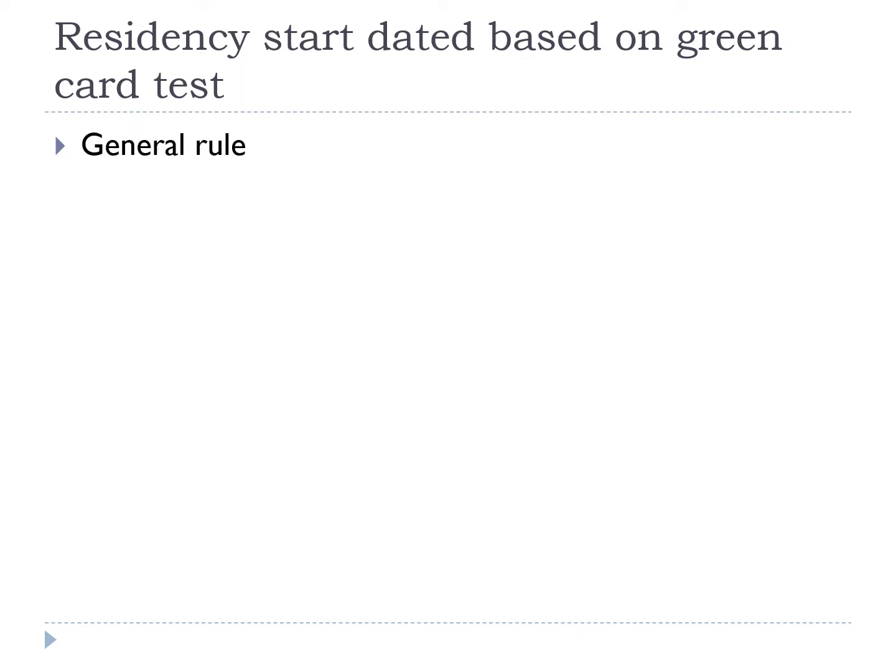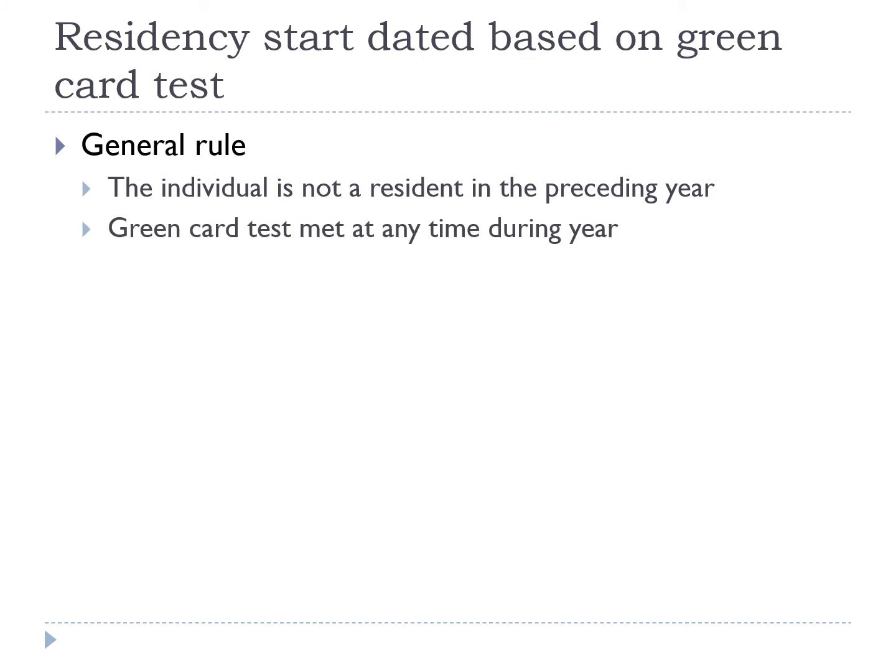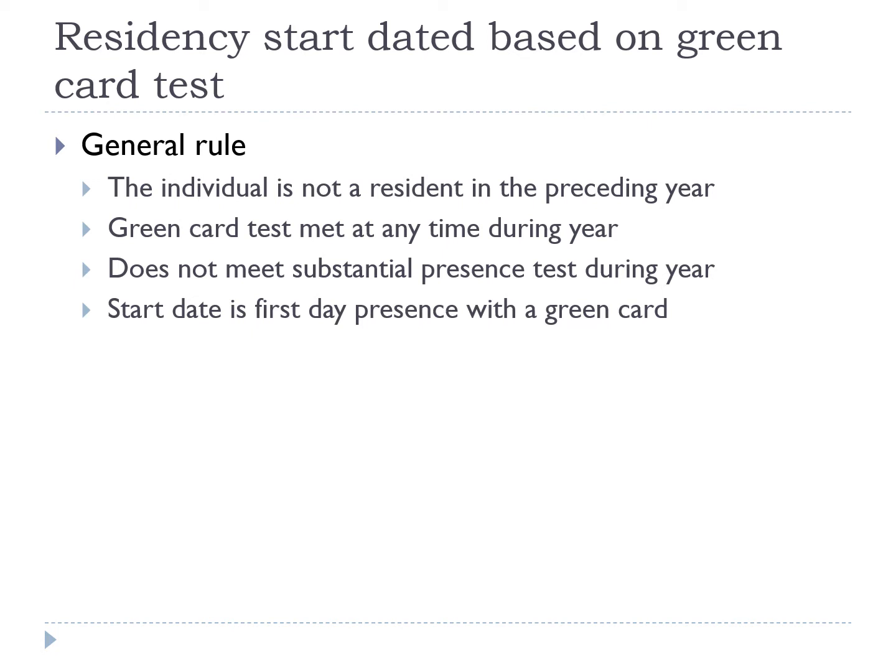If the taxpayer meets the green card test at any time during a calendar year and does not meet the substantial presence test for that year, then resident status starts on the first day in the calendar year on which the taxpayer is present in the United States as a lawful permanent resident. That is, resident status starts on the first day that the taxpayer is present in the country with a green card.